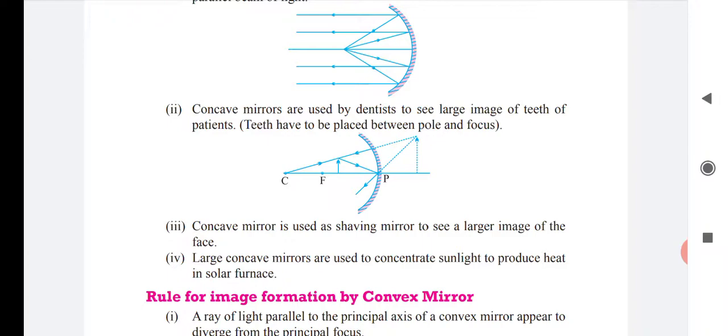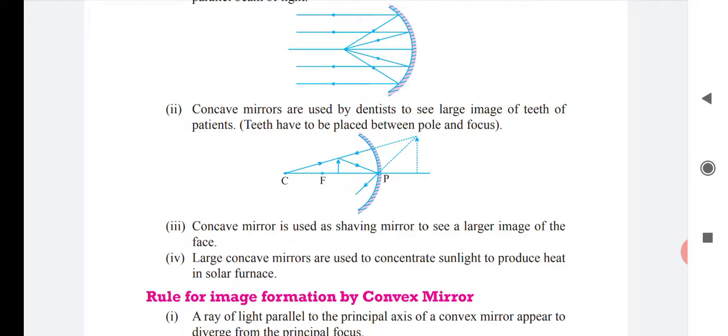Because when you place your face between the focus and the pole, your face appears enlarged. You can see clearly and shave clearly without any problem. So that is why concave mirrors are used as shaving mirrors. Large concave mirrors are also used to concentrate sunlight to produce heat in a solar furnace.